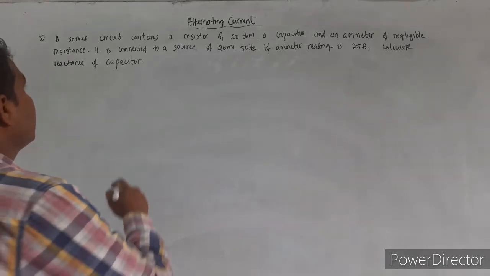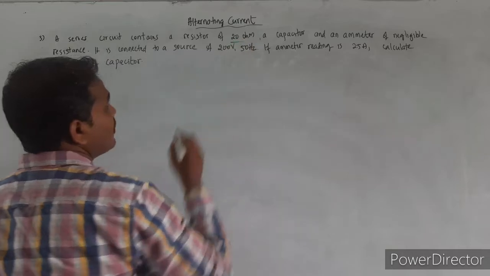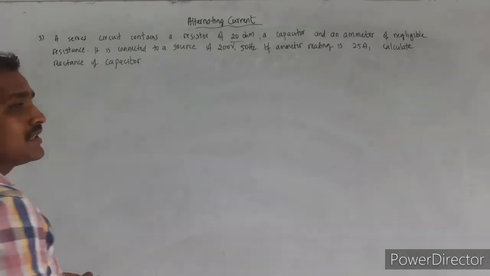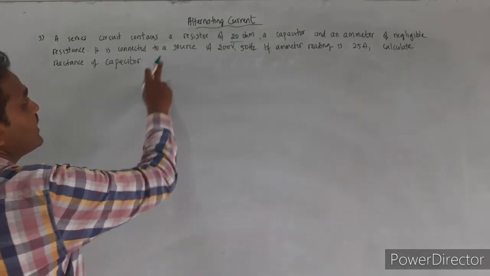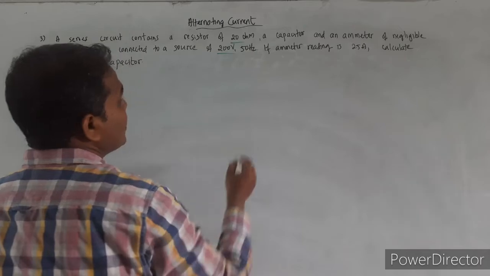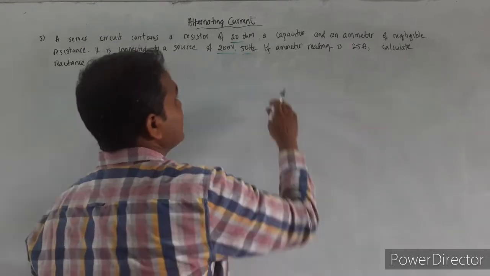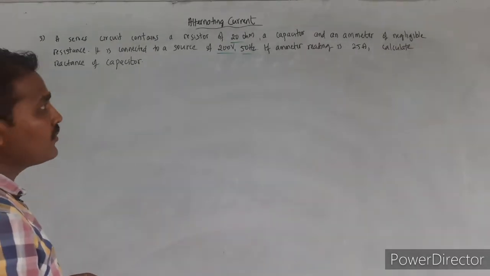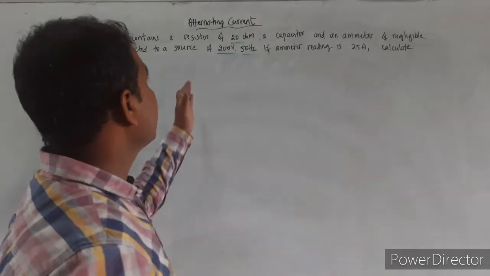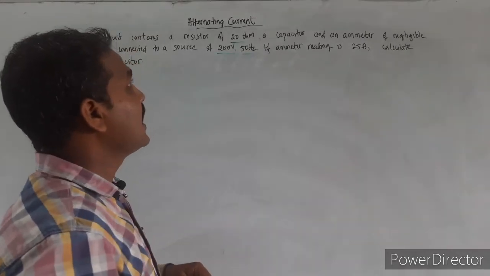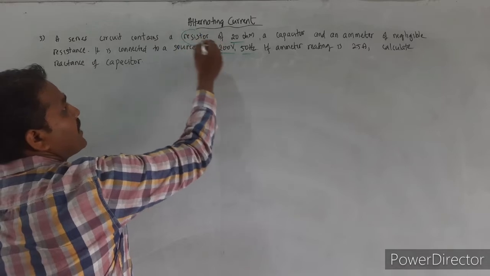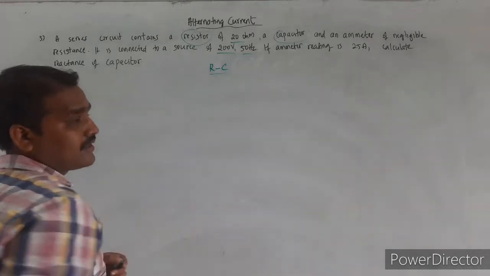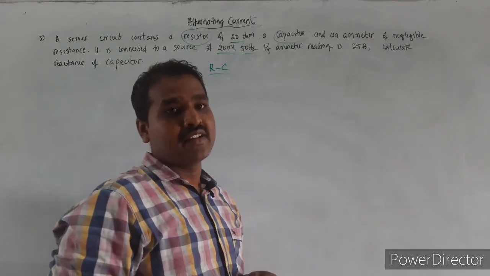It is given that a series circuit contains a resistor of 20 ohm, a capacitor and an ammeter of negligible resistance. It is connected to a source of 200 volt, 50 hertz, that is the frequency of the source. If the ammeter reading is 2.5 ampere, calculate the reactance of the capacitor. It is a circuit having a resistor and a capacitor. We don't have any inductor here. This is an RC circuit. Ammeter resistance is negligible.